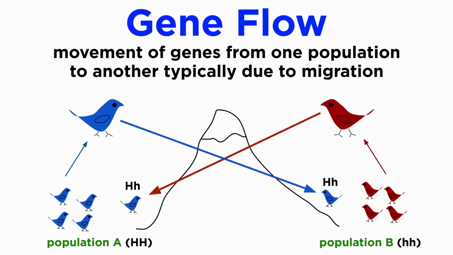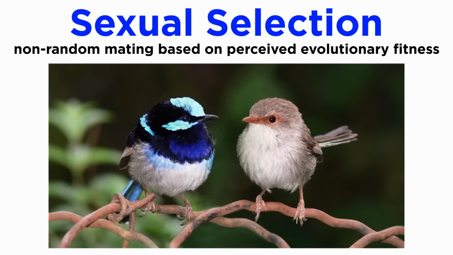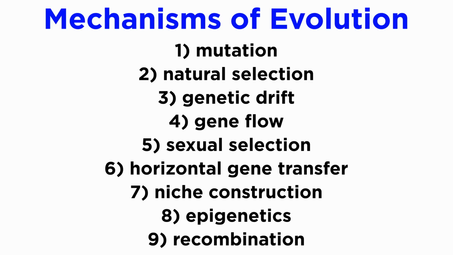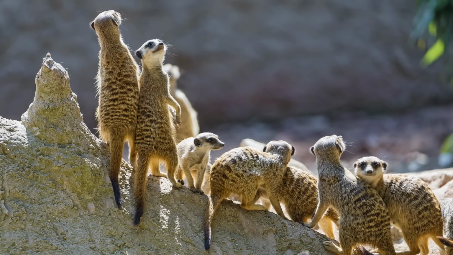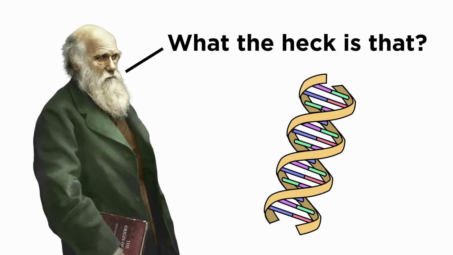There is also gene flow, which describes the movement of genes from one population to another, often due to migration, which can increase genetic diversity. Then there is sexual selection, or non-random mating based on perceived evolutionary fitness. This operates by criteria that are quite different from survivability, and can produce interesting morphological features. Horizontal gene transfer, niche construction, epigenetics, the list is long and we need not dwell on every detail for our purposes. As we can see, evolution relies largely on population dynamics and changes that occur on the genetic level, which Darwin could never have understood in his time, before we even knew that DNA existed.